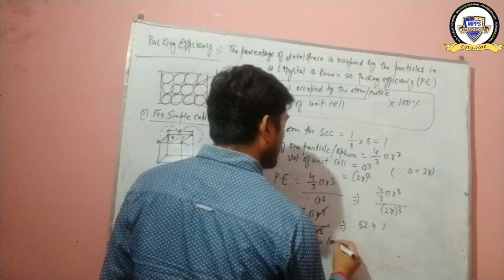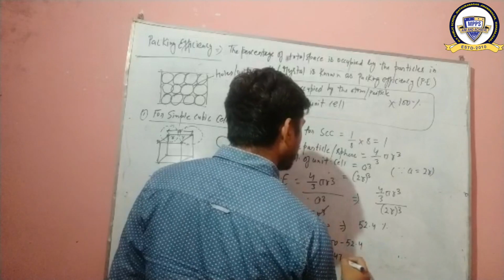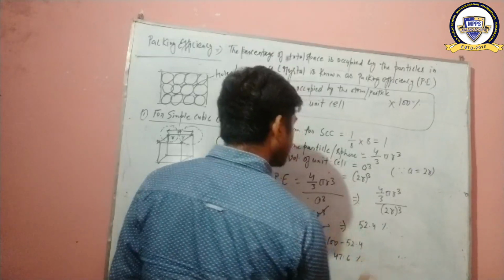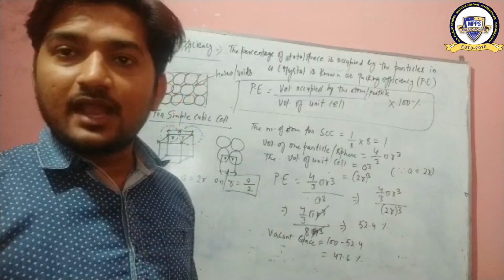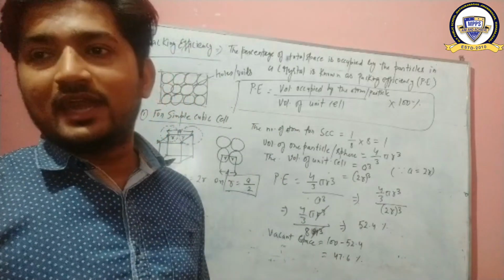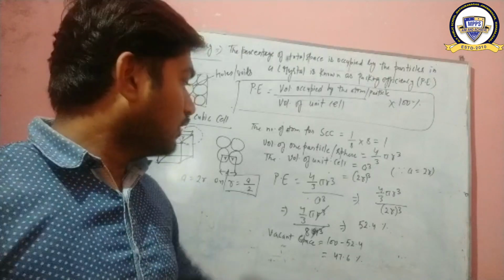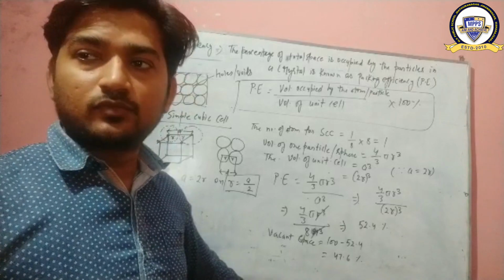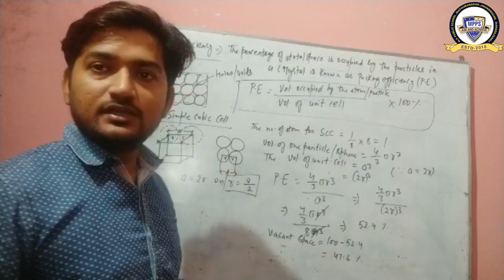That means in a simple cubic cell, the packing efficiency is 52%, and the vacant space is equal to 100 minus 52.4, that is 47.6%. 47.6% is that area which is unoccupied in a simple cubic lattice. Is that clear? So this is for the simple cubic cell.